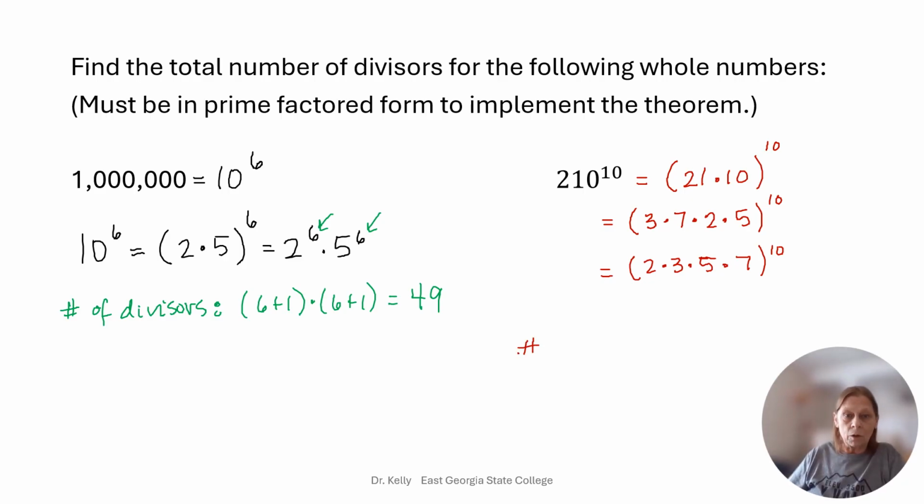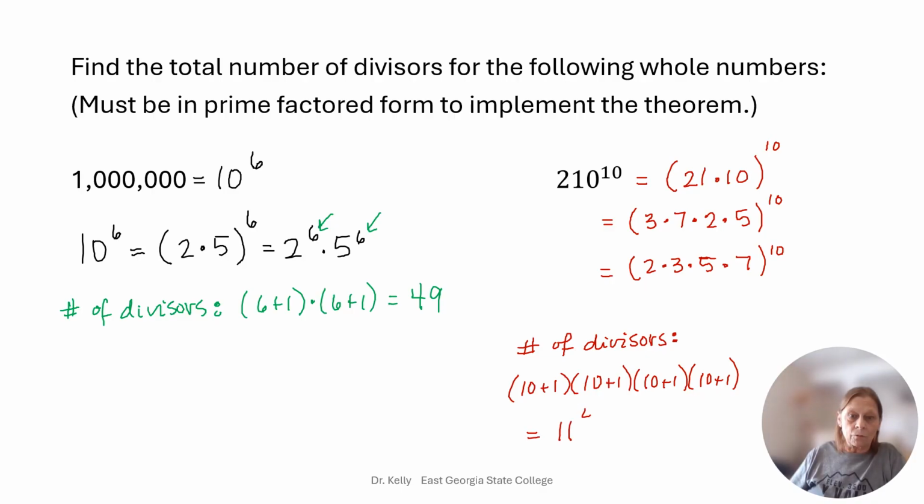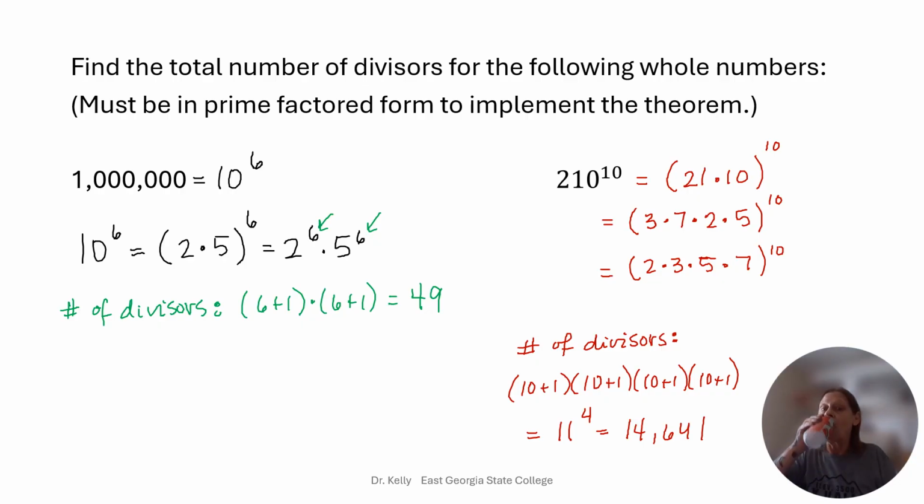And here our number of divisors in this case are going to be 10 plus 1 times another 10 plus 1 times another 10 plus 1 times another 10 plus 1. And that is going to be 11 to the 4th power, which is 14,641. So that's how many total divisors 210 to the 10th power is. However, 210 to the 10th power is a really, really big number.